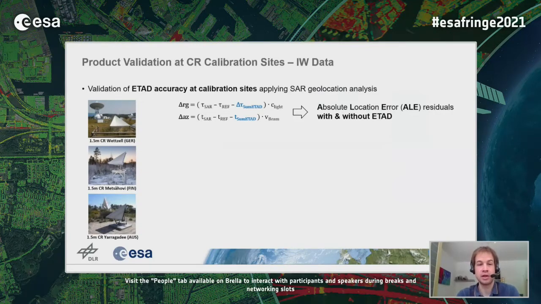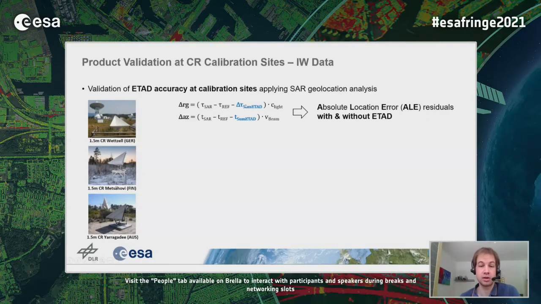We have calculated already quite a substantial amount of test products at different locations, and one of our methods to check quality is to do a geolocation analysis, which is based on the idea that we know reference targets on the Earth's surface.